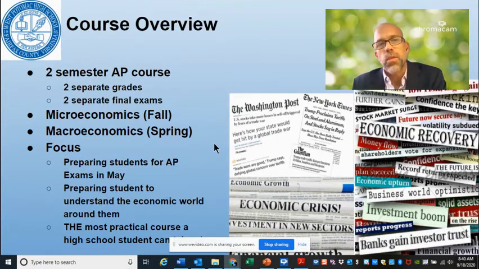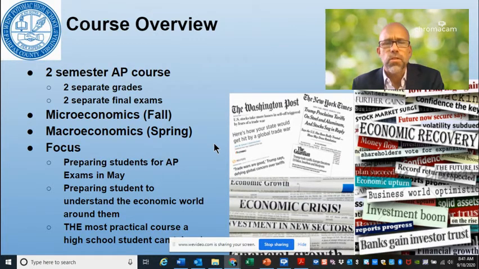The AP Economics course is actually two separate courses. It's microeconomics in the fall and macroeconomics in the spring. In microeconomics, we look at how businesses make decisions, how individuals make decisions, and we look at the smaller scale scope of economics. Whereas in the spring, we look at macroeconomics, which is on a national level, looking at unemployment and GDP. The focus of the class is to prepare students for the AP exams coming up in May.